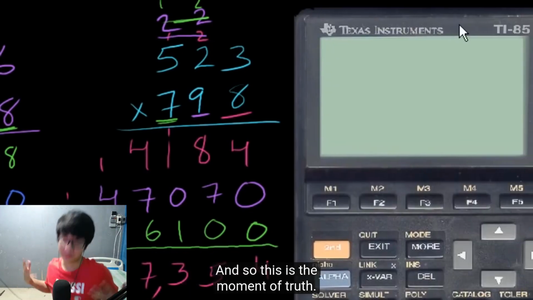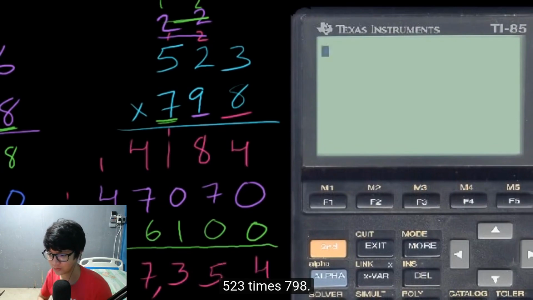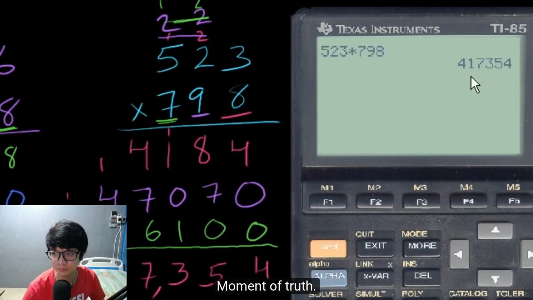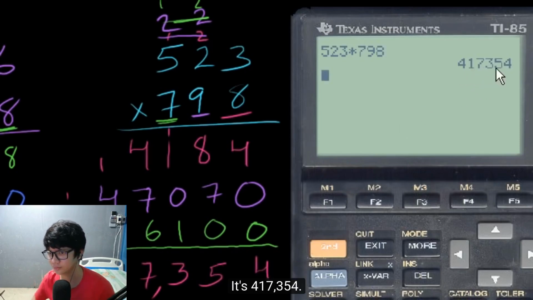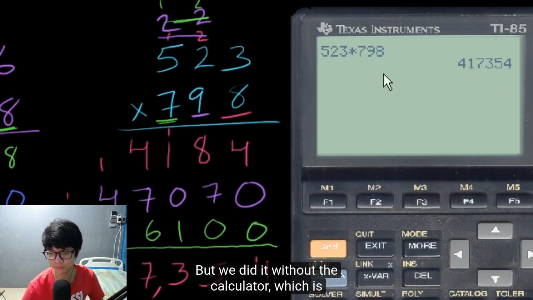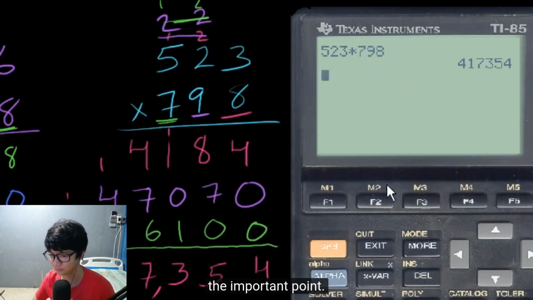And we can even check to make sure. This is the moment of truth. Let's see, 523 times 798. There you go. Moment of truth. I don't have to re-record this video. It's 417,354, but we did it without the calculator, which is the important point.